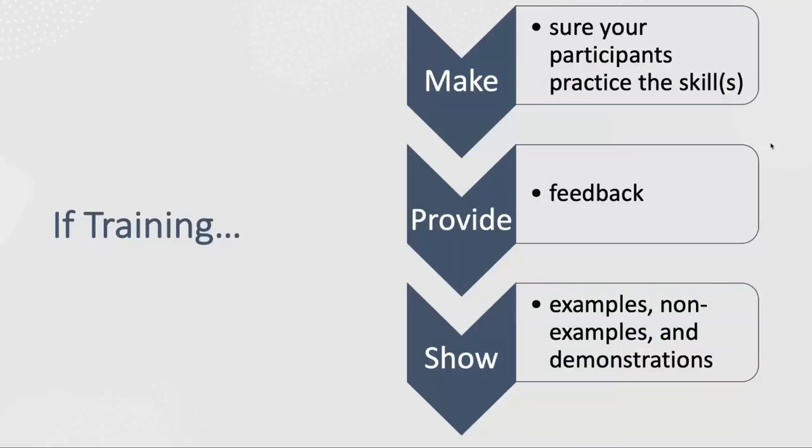If you are conducting training, which is different from teaching, you have to make sure the students practice the skills. That's why training in one hour is sometimes hard, and we inform instead of train, because for good training to happen, students have to practice the skill. After they practice, you have to provide feedback, a way to critique and suggest how they can improve. And you have to show lots of examples, lots of non-examples, and lots of demonstrations. So in training, you will rely more on pictures and videos than in teaching.